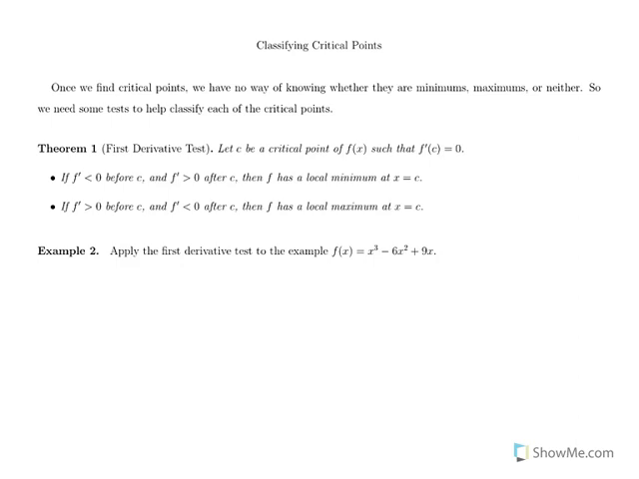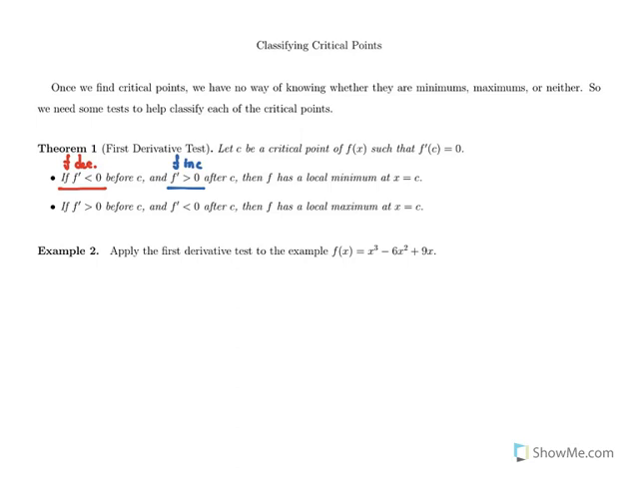So if we know that c is a critical point of f, or with the special case that f prime of c equals 0, this doesn't work if the derivative doesn't exist. But if the derivative is 0 at that point, then one of 2 things might happen. If the derivative is less than 0 before c and greater than 0 after c, so what does that mean? That means that before we get to c, f is decreasing, and then afterwards, it is increasing.